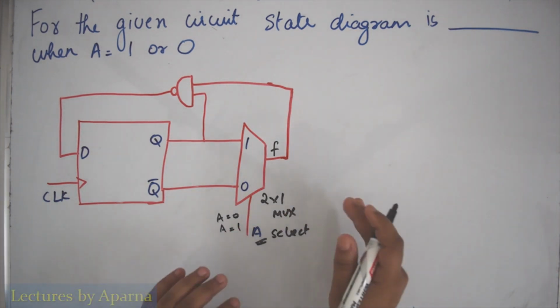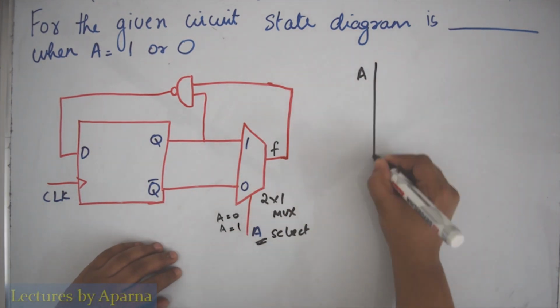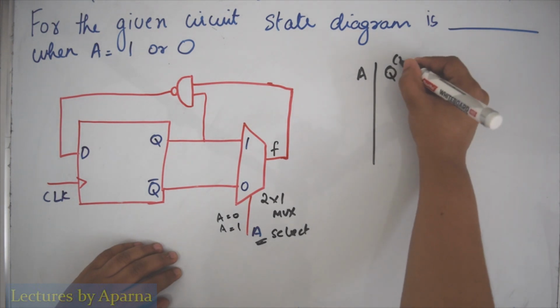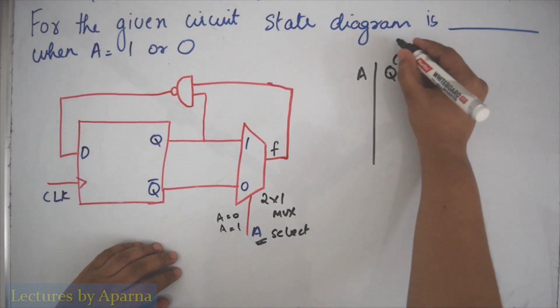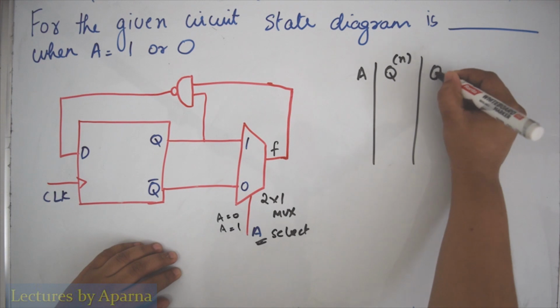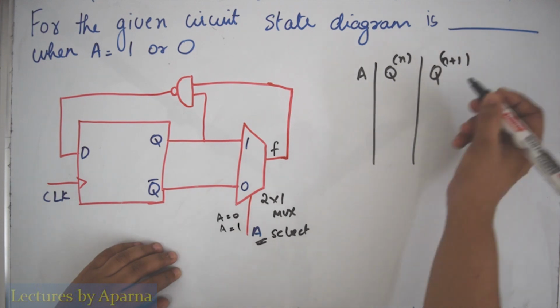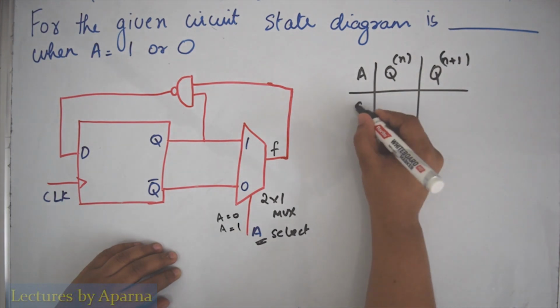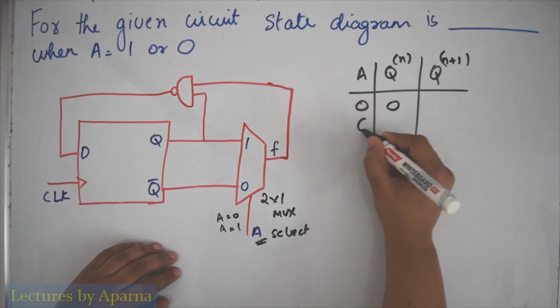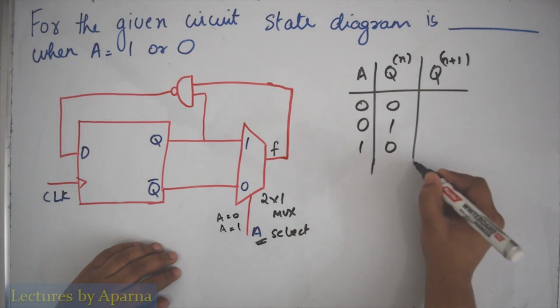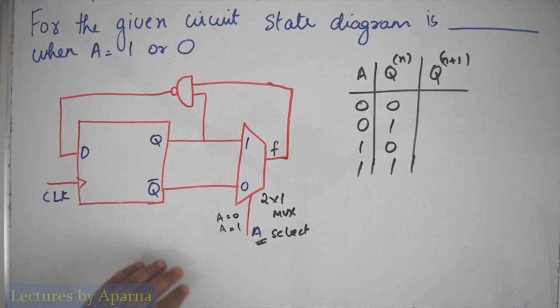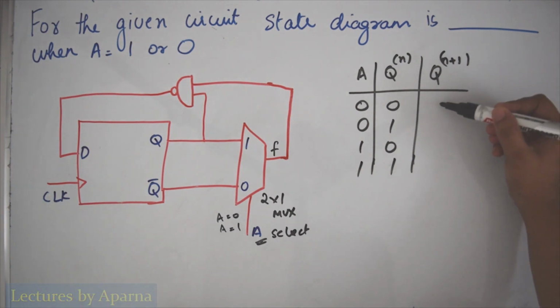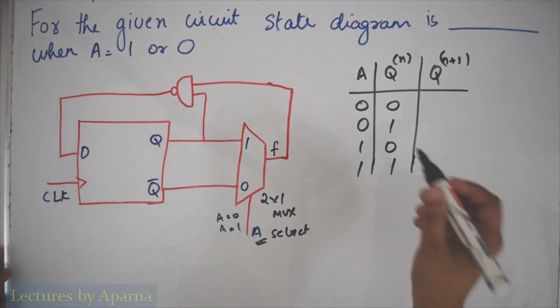So we have to find the next state. So I am having A, Q, this is the present state, and Q(n+1), this is the next state. So I am having 4 combinations: 0 0, 0 1, 1 0 and 1 1. Now I have to find the next state from these values.